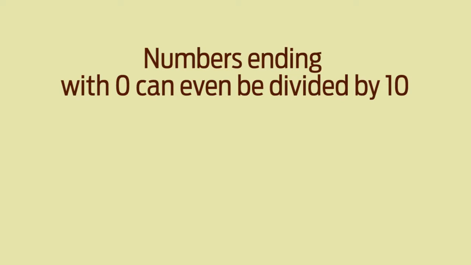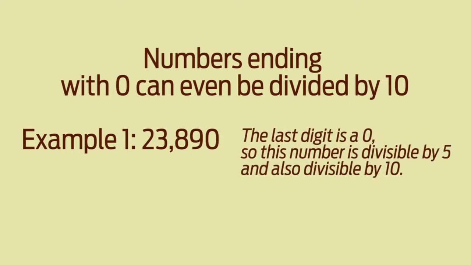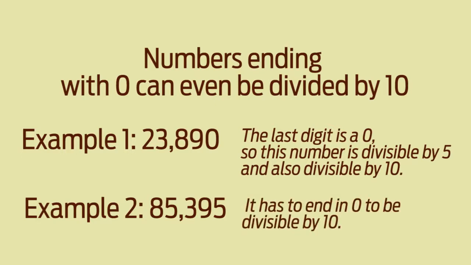Not only that, those numbers ending with 0 can even be divided by 10. Example: 23,890. Take a look at the last digit. The last digit is a 0, so this number is even and divisible by 5. That means that it is also divisible by 10. Another example: 85,395. Take a look at the last digit. The last digit is a 5, so this number is odd and divisible by 5. Because the number is not even, it is not divisible by 10. It has to end in 0 to be divisible by 10.